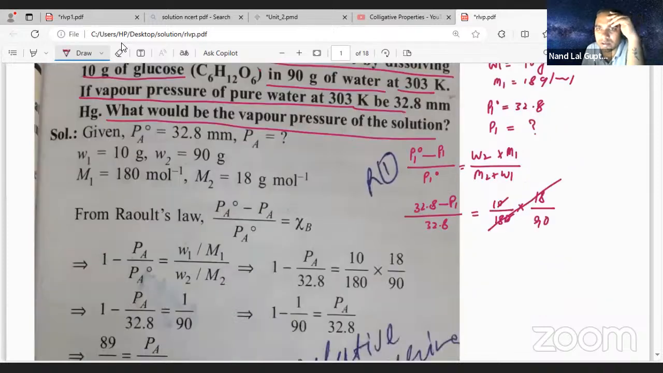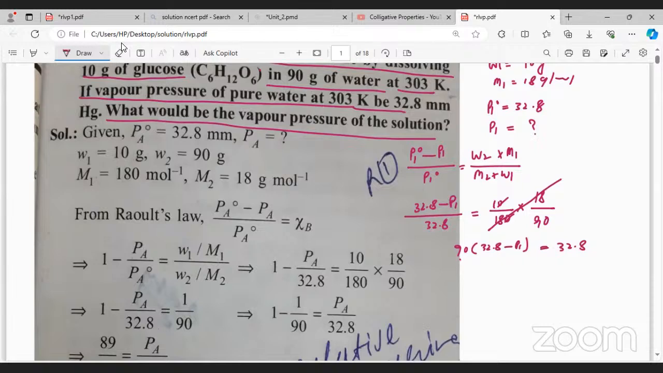So let me do here. You keep on checking the problem, na? It should not get mistake. So 90. 32.8 minus P1 it is going to be equal to 32.8 only, right? Now we are going to multiply these things, 32.8 by 90.